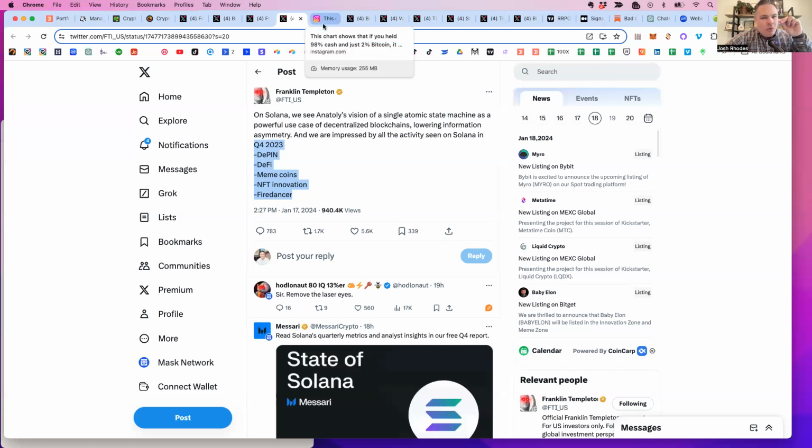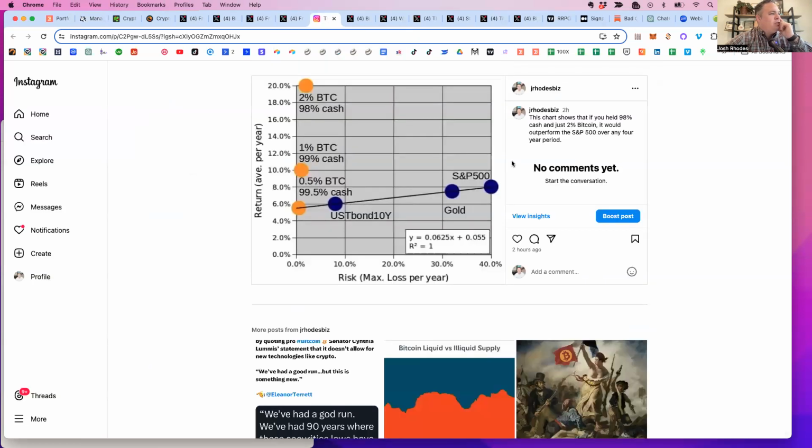Okay, I'm going to start getting into more meat and potatoes here. So if you're taking notes or if you've got your thinking cap on, I need you to really think here. For those of you who have retirement accounts in ETFs, by the way, I found this chart. I actually posted this on my Instagram. This chart shows that if you held 98% cash and just 2% Bitcoin, it would outperform the S&P 500 over any 4-year period. Now, let that sink in.